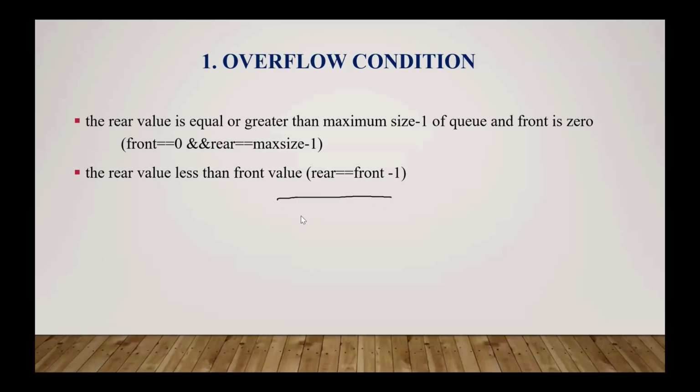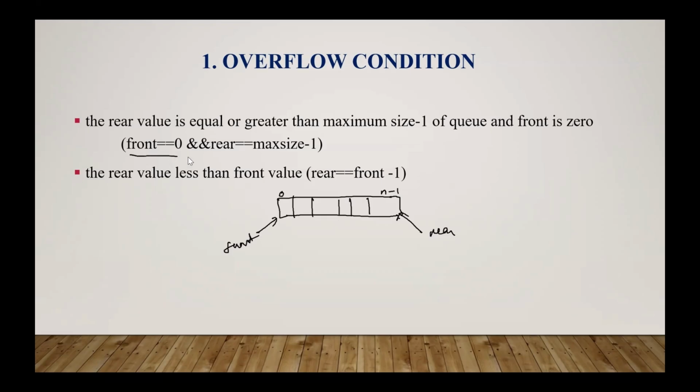For example, this is our queue. Indexing is implemented with the help of the queue size array. On this side, we call it the front end. On this side, we call it the rear end. Insertion and deletion are possible on both sides because it is a double-ended queue.